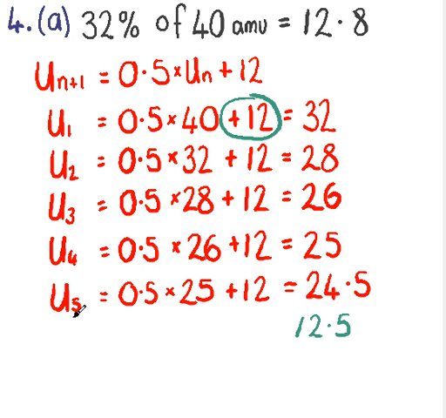Now, the question was, how many hours will it take to decay to this value? If each recurrence relationship, each one represents a 2-hour period, then U1 will be 2 hours, U2 will be another 2 hours, which is 4 hours, 6 hours, 8 hours, 10 hours. So the answer is it takes 10 hours to fall to a value which is below 32% of the original mass.